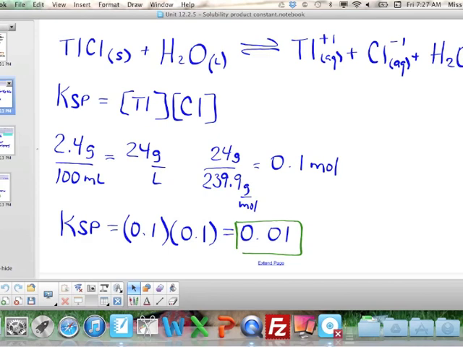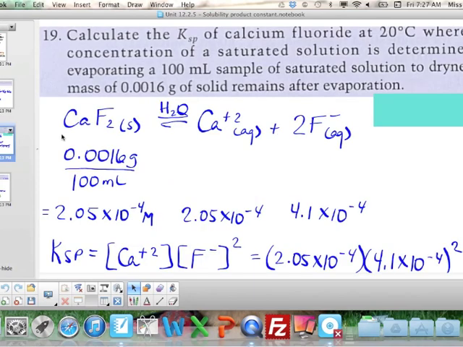So the next one is the following. Calculate the Ksp of calcium fluoride at 20 degrees Celsius, where the concentration of a saturated solution is determined by evaporating a 100 mL sample of saturated solution to dryness. A mass of 0.0016 grams of solid remains after evaporation. So in this case, it was already at equilibrium, but to find out how much we had dissolved, we evaporated all the water to find out how much solid we had originally dissolved to obtain that equilibrium.